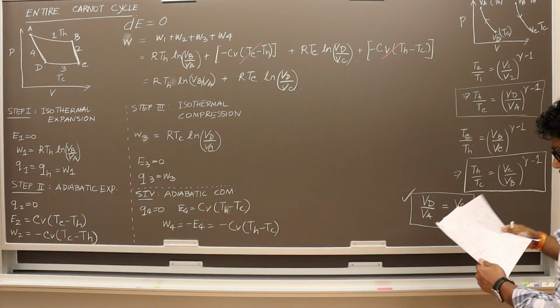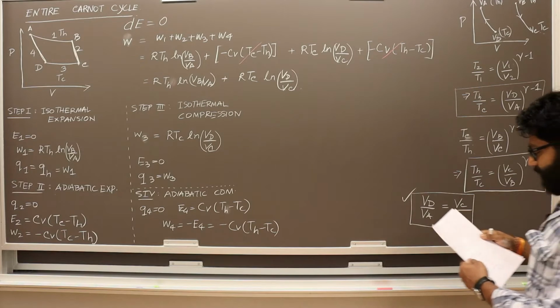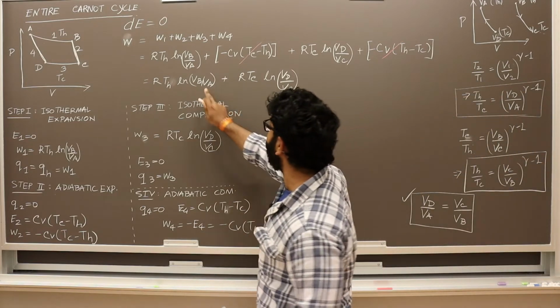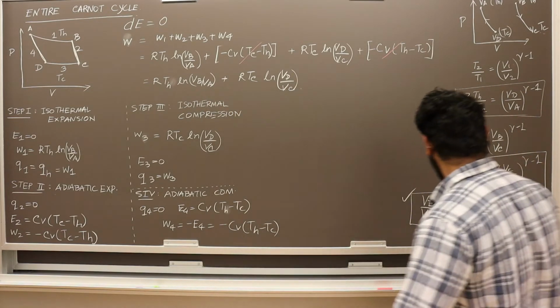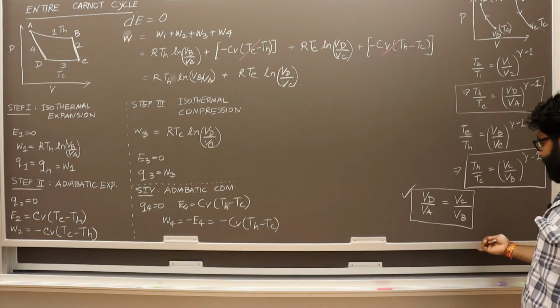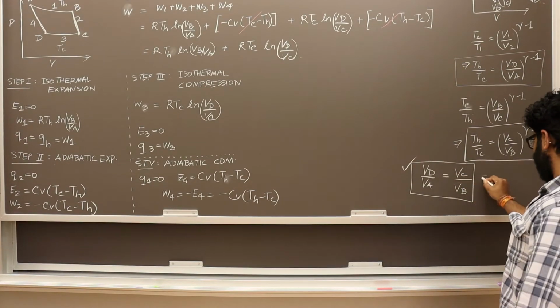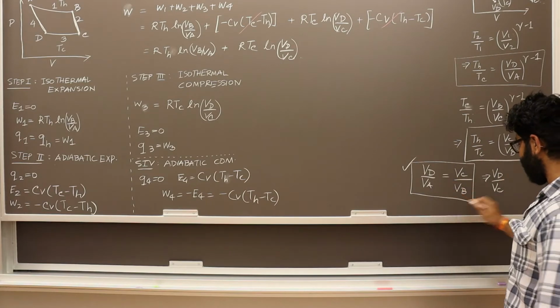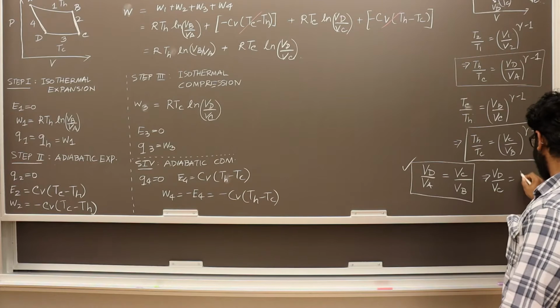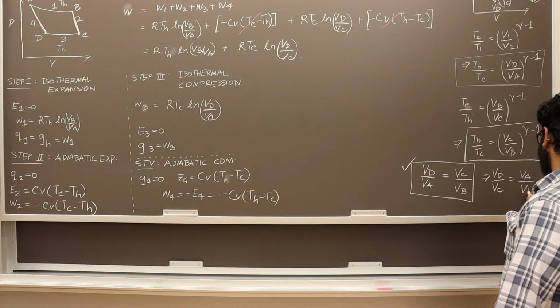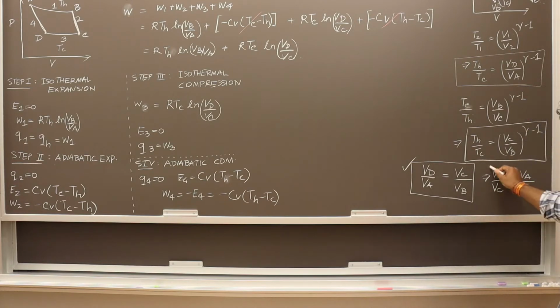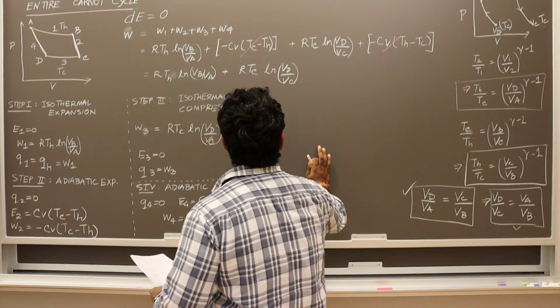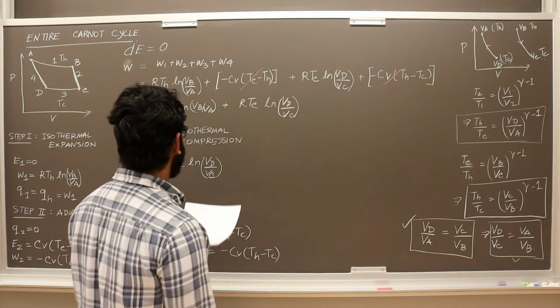Okay, so let me check what kind of substitutions I did. I'm keeping Vb by Va. I'm trying to change Vd by Vc. So what is Vd by Vc? Vd by Vc is equal to Va by Vb. Okay, we'll be using this there. Vd by Vc is Va by Vb.